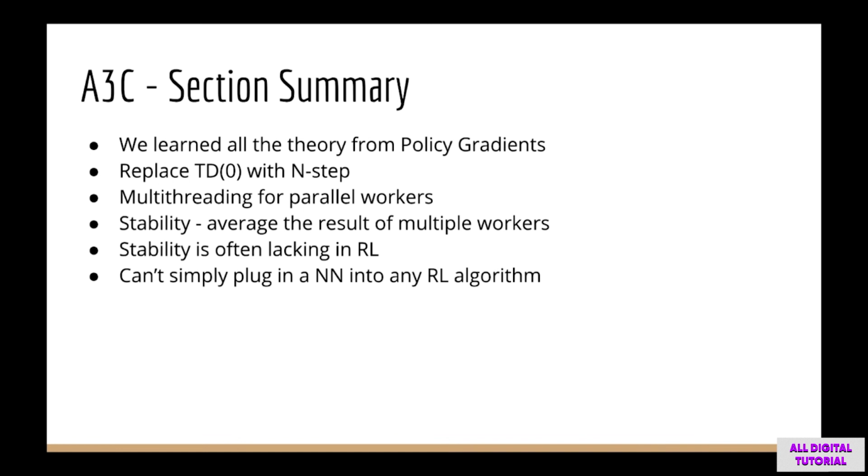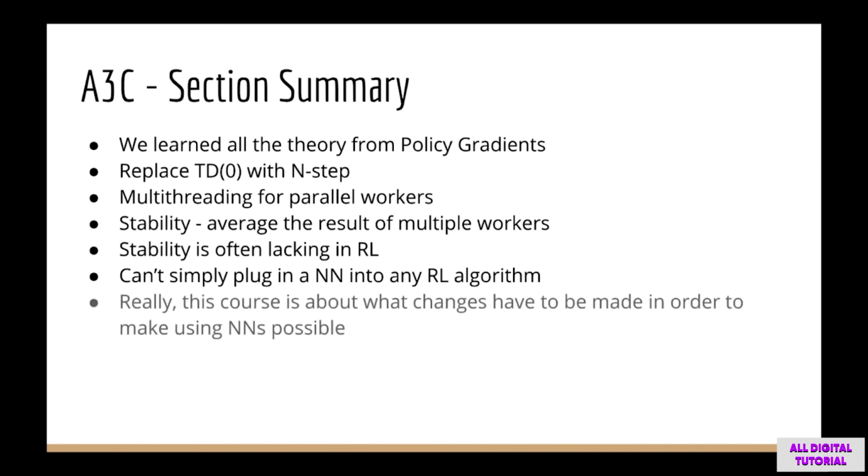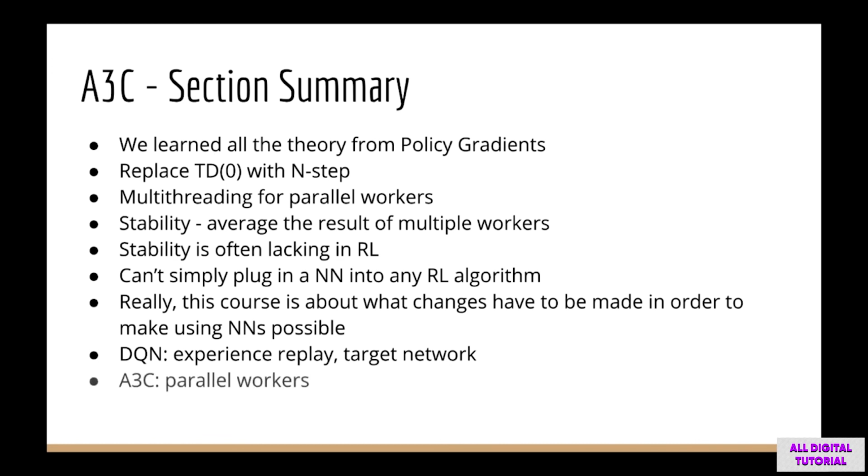That's why we can't plug in a neural network into the vanilla policy gradient algorithm either. And that's really the major theme of this course. Since merely plugging in neural networks into existing algorithms causes instability, then what can we do to make things more stable? With deep Q learning, that involved creating an experience replay buffer and having a target network that didn't change too often. With A3C, that involves having multiple workers playing different episodes in parallel.